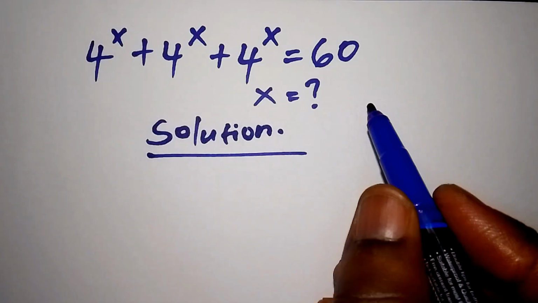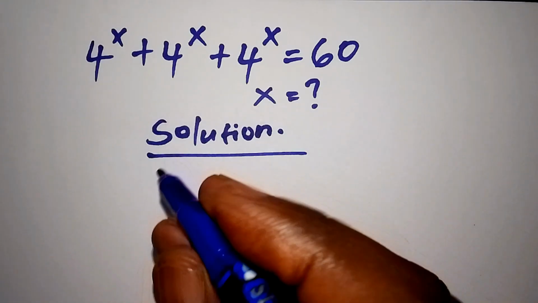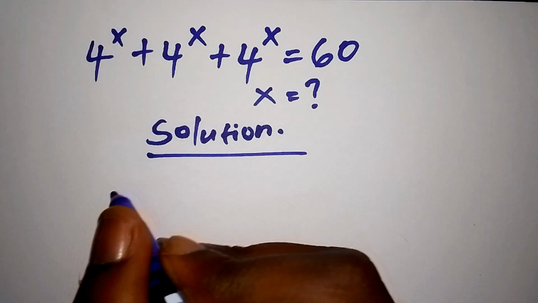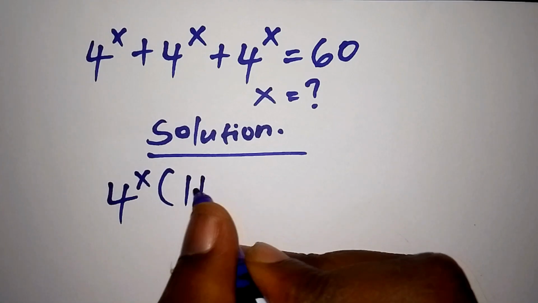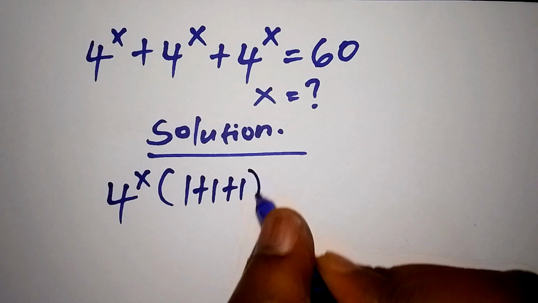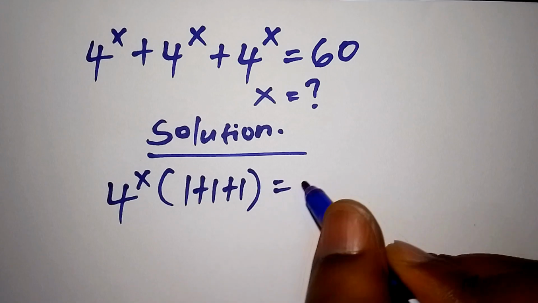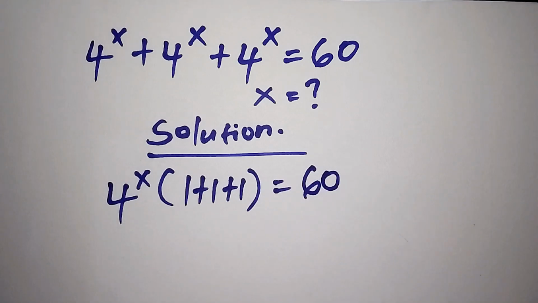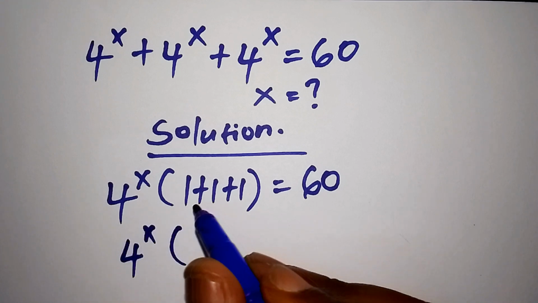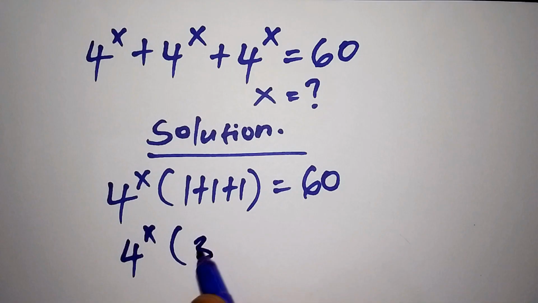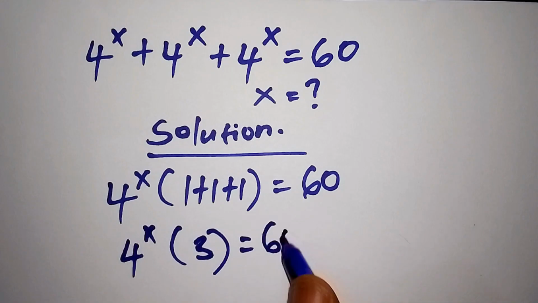So the first thing that you need to do is to factorize this maths problem. Now factorization, we shall have 4 to the power of x, then into bracket 1 plus 1 plus 1, then into bracket is equals to 60. Then work out the number that is inside the bracket. So 1 plus 1 plus 1, that is 3, is equals to 60.